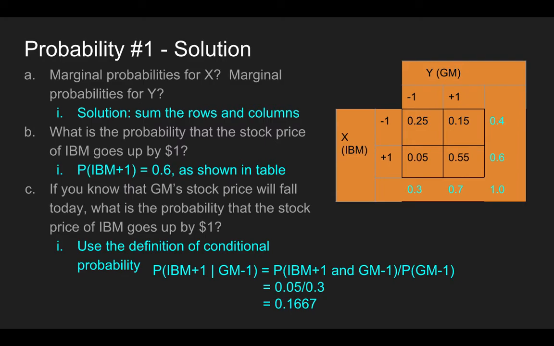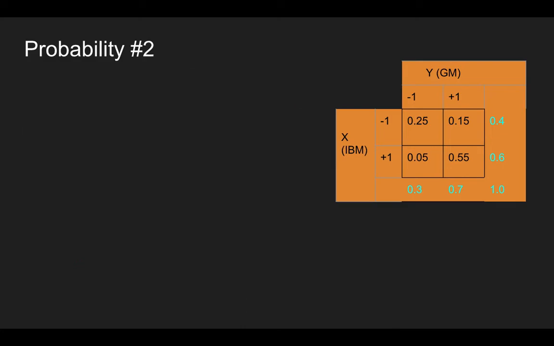In a world where GM is dropping $1, IBM gets 0.05 of the 0.3 available probabilities. 0.05 divided by 0.3. Any questions? Questions? Right. Okay. Confusions? Okay. We'll move to the next question.